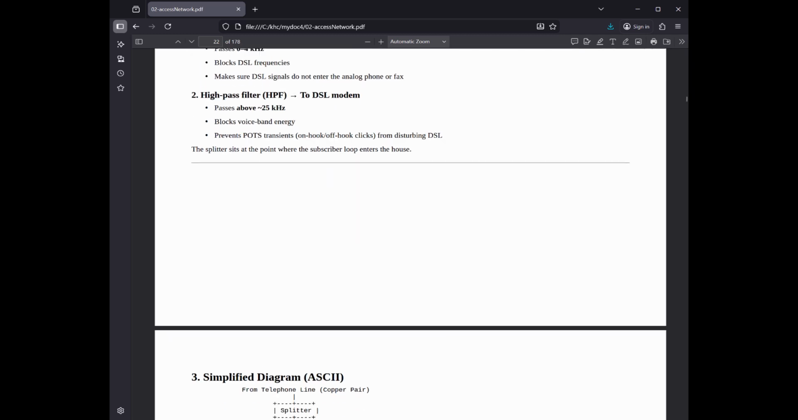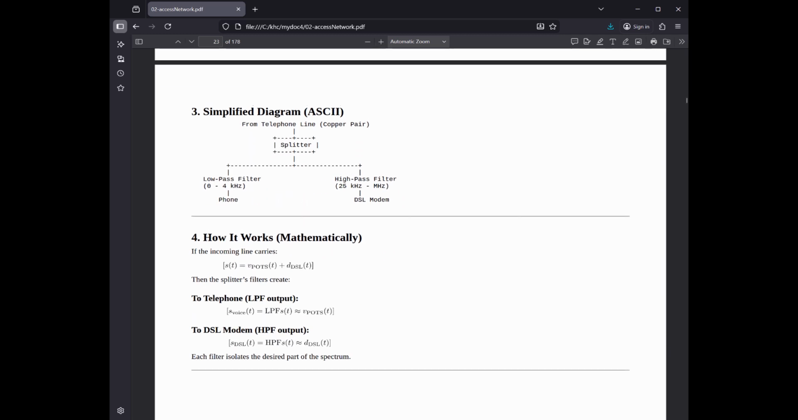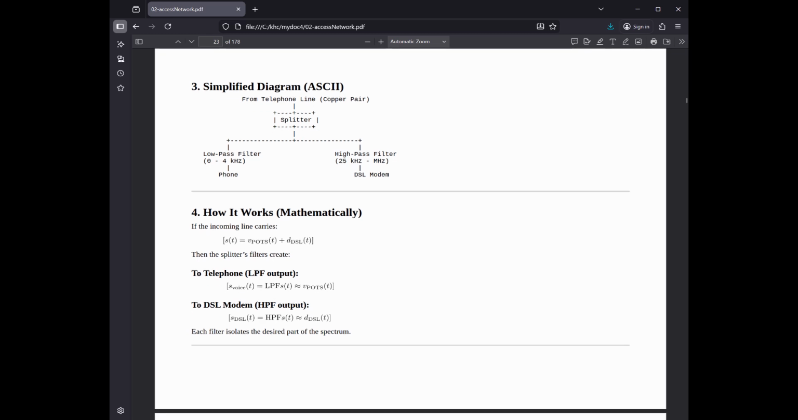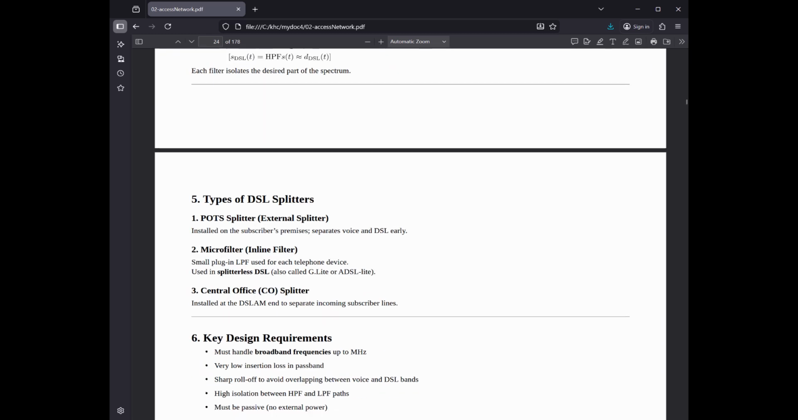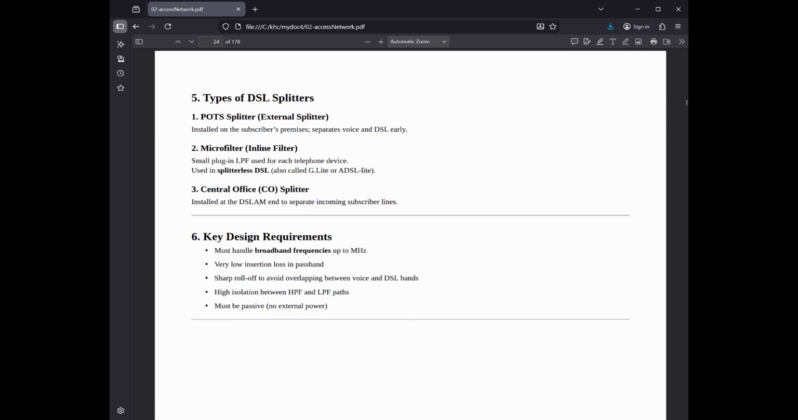Types of DSL splitters. Central splitter: installed by a technician at the point where the phone line enters the building, the NID. It splits the signal for the entire premises, allowing one dedicated jack for the modem and multiple jacks for standard phones without individual filters.